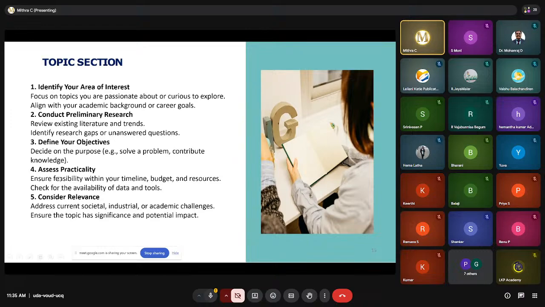And next, we need to consider always, rather than going for simulation, a real-time project is very much useful. Whatever research we are going to do anyway, why can't we do the research for helping society or helping academic challenges? In that way your research has to be.